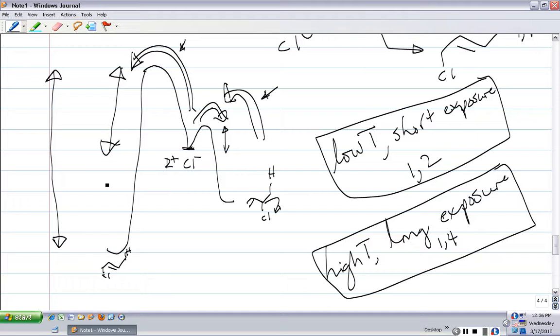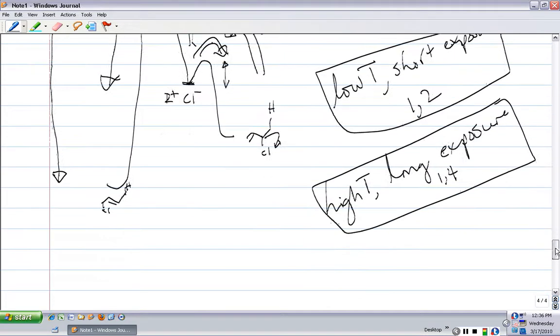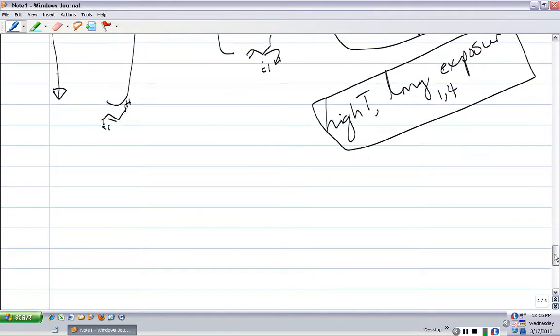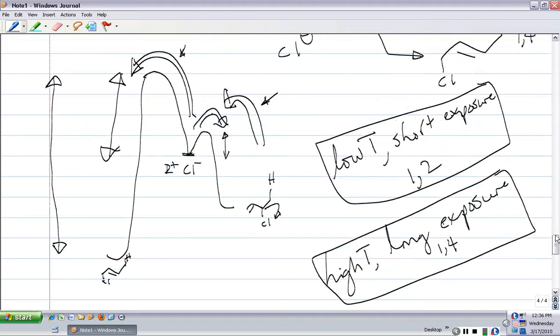The question students always ask is, what do I mean by a high temperature? What do I mean by long exposure? And unlike the SN1, SN2, E1, E2 discussion where we can say, well, 50 degrees is considered high, there isn't a simple answer for these ionic reactions.